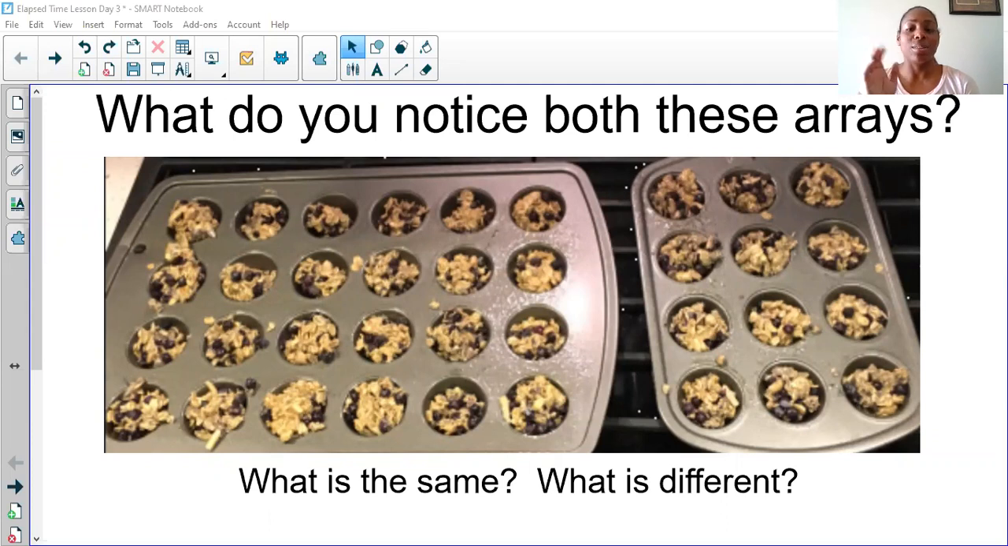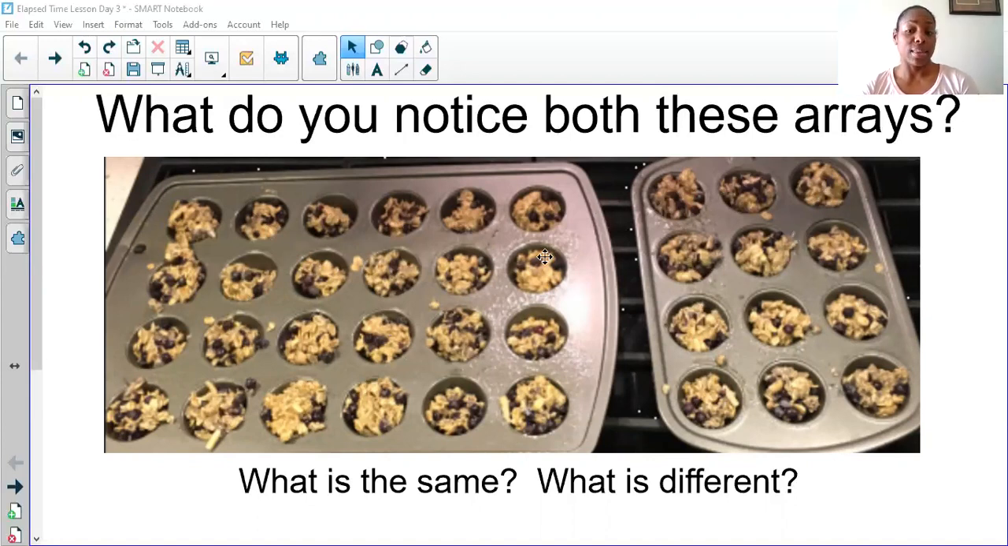But the thing that I notice that is different, if we take a look at this first array, I see that there are 4 rows with 6 in each row. And then if I look at the second array, I notice that there are 4 rows, but only 3 in each row. So 4 times 6 equals, and then 4 times 3 equals.